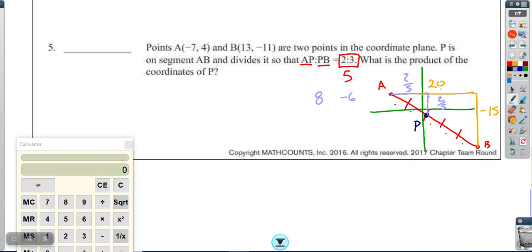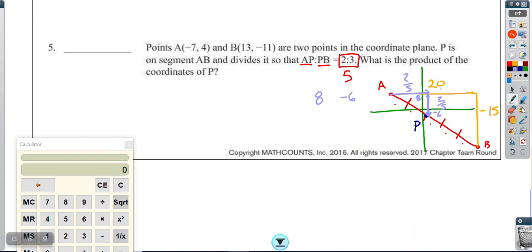Now clearly the point is not 8, -6, right? And I know that from my diagram. So clearly I'm not done yet. And that's when I realized, you know what? I'm moving 8 units from point A in this direction, so that's 8 units, and then I'm moving down 6 units to get to point P.